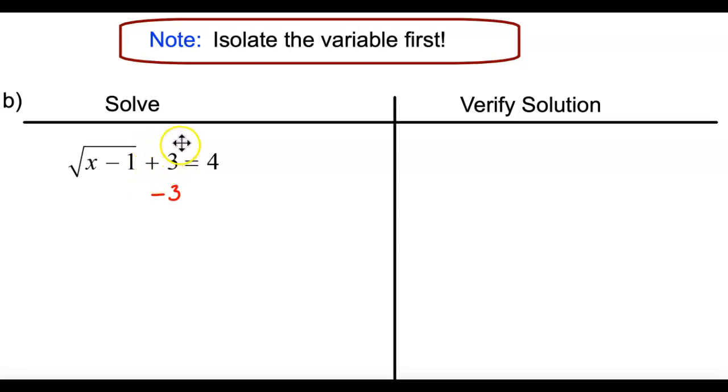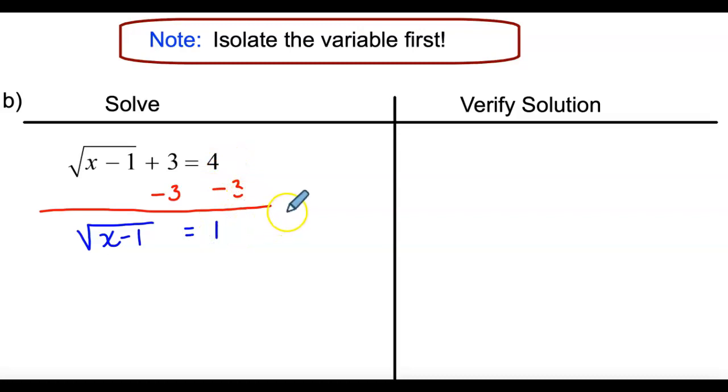But whatever we do to one side of the equation, we must do to the other side. So we're actually going to subtract 3 from both sides. So let's go ahead and do that. Now on the left, we just have the square root of x minus 1. And then plus 3 and minus 3 would just give us 0. We're not going to write plus 0. We just write this equals then the right side, which is 4 minus 3, which is 1. Now we're one step closer.